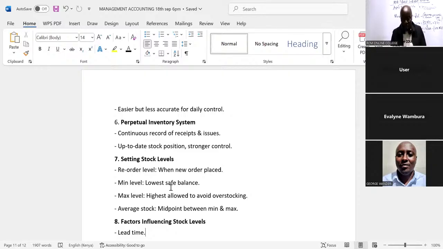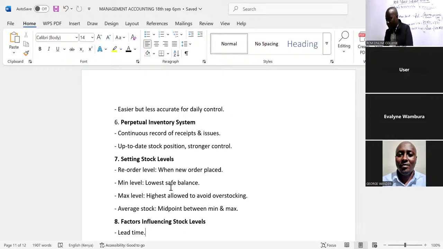Once you have reached there, remember most suppliers keep on cheating us. They'll tell us, I'm going to deliver my supplies today at 4 p.m. At 4 p.m., you try calling them. So once we have hit the danger level, we must even think of other alternatives. For example, calling in a different supplier, or if you are shipping these goods from China, we can even consider air freight early, because now we have hit the very lowest. So whenever we talk of minimum level, we are calling it the lowest safe balance.